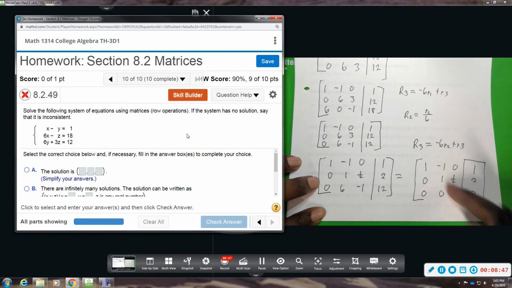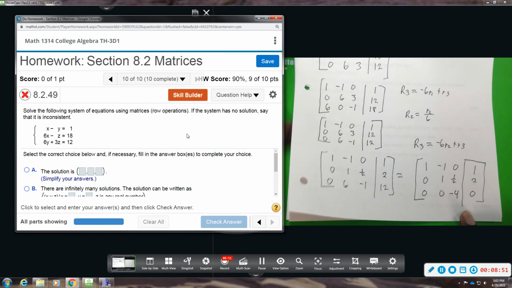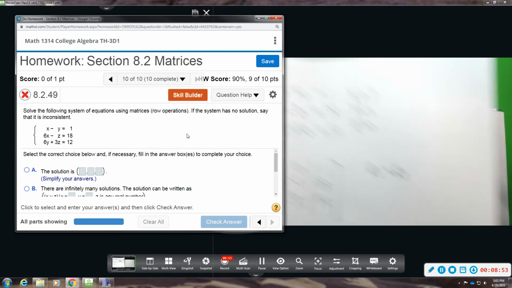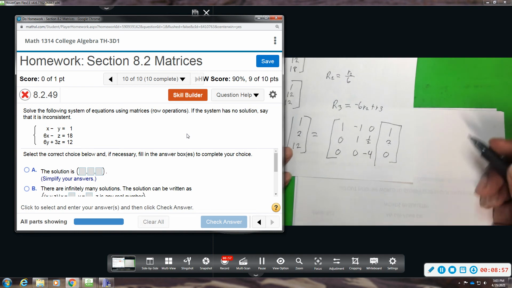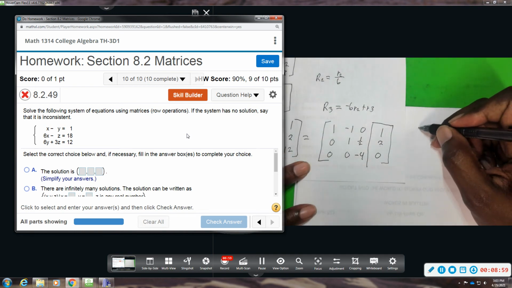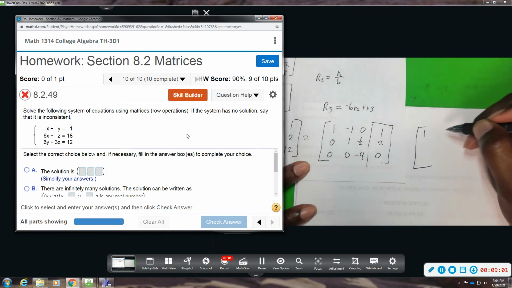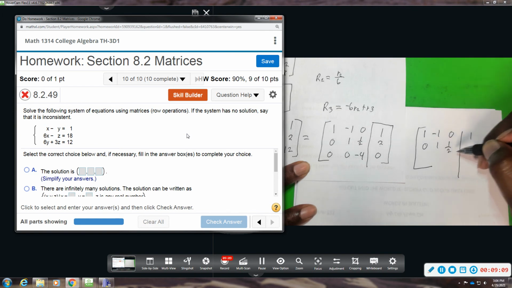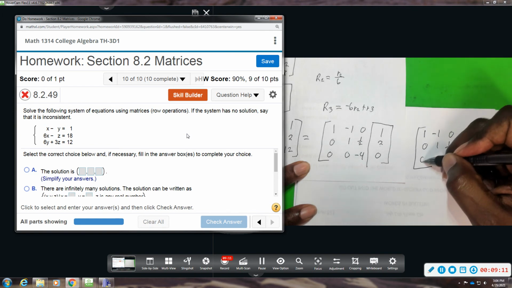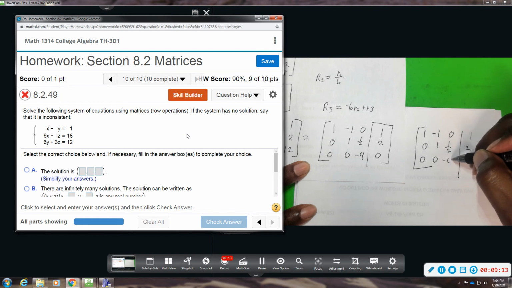So I got almost my 1s down my diagonal. So I have to go over to another page. I'm going to rewrite that matrix down. So this matrix, I'm going to carry it over: 1, minus 1, 0, 1, 0, 1, 1/2, 2, 0, 0, negative 4, 0.